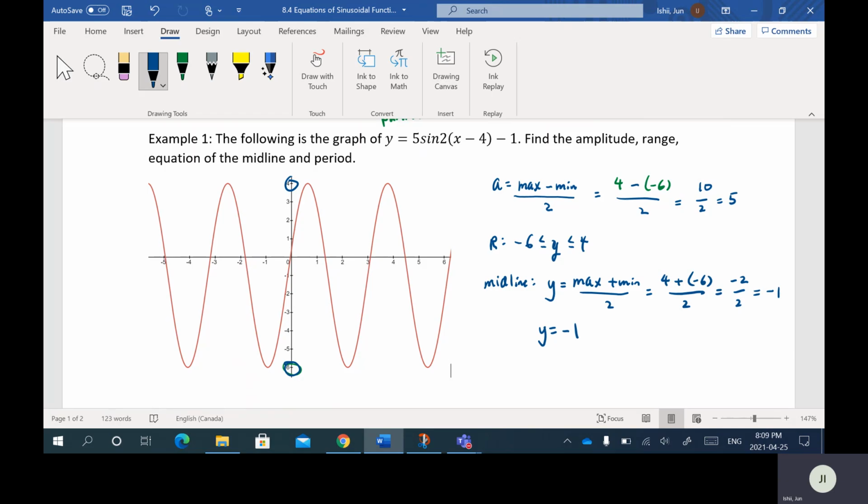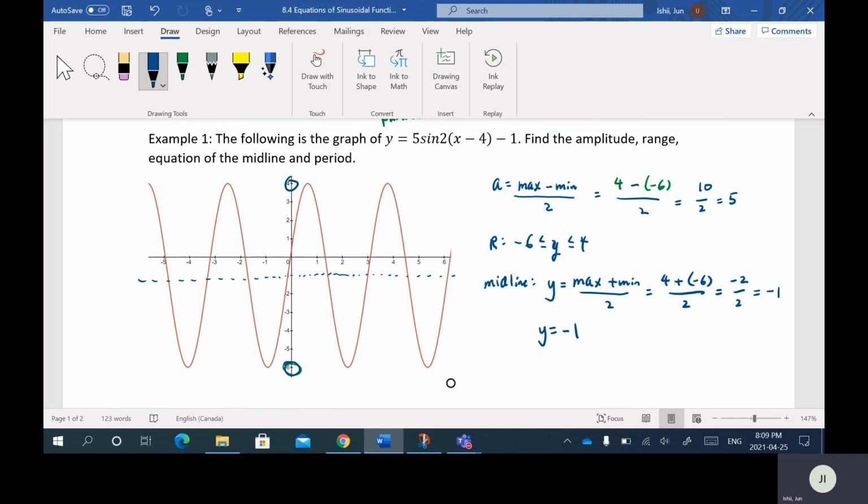Visually, if I go to -1 and draw a dotted line across both ways, you can see that it is the center, or the midline, of this sinusoidal function. Again, you can see the distance from -1 to -6 is 5, and the distance from -1 to +4 is also 5. So that's your amplitude.